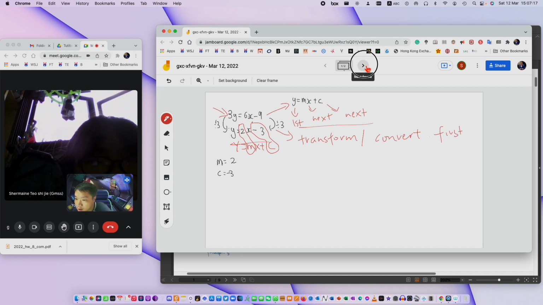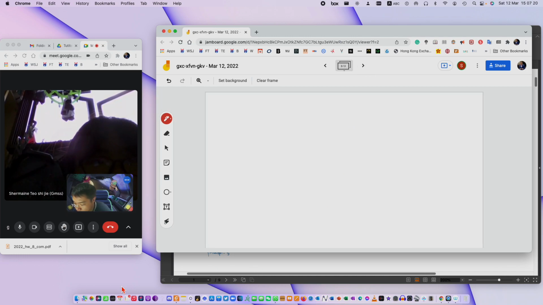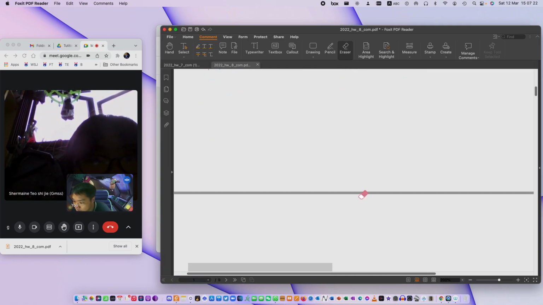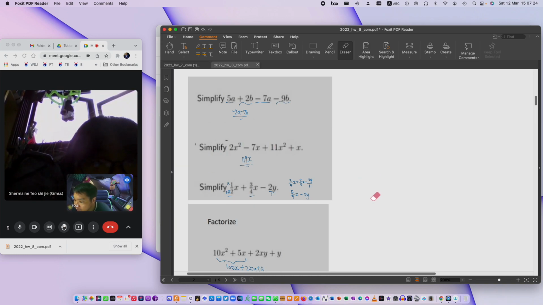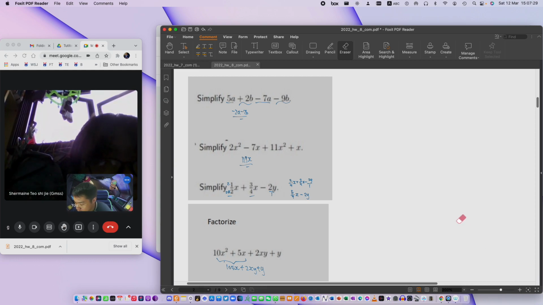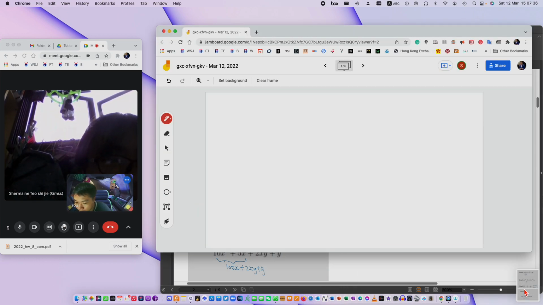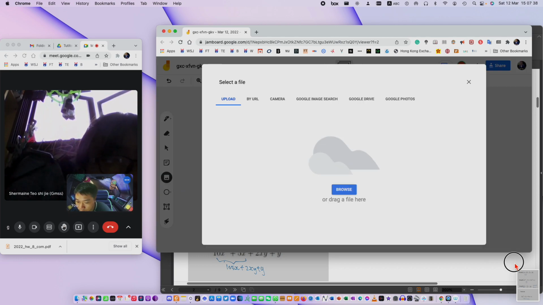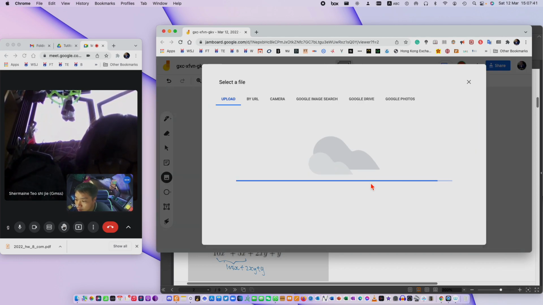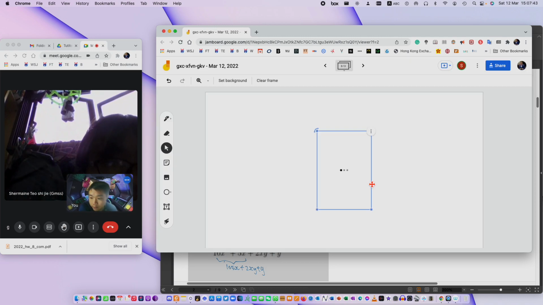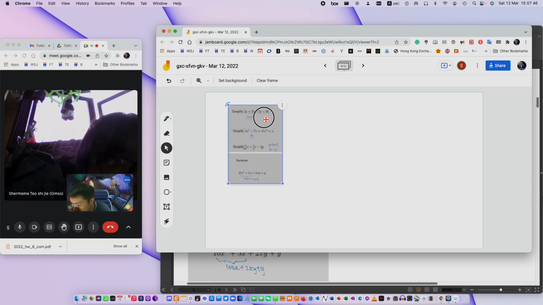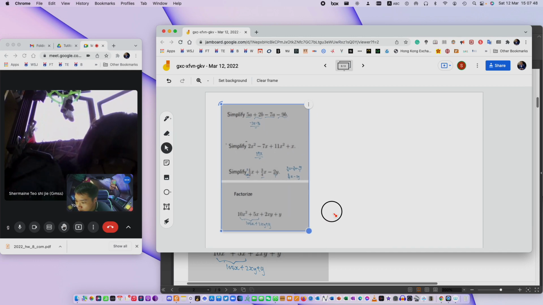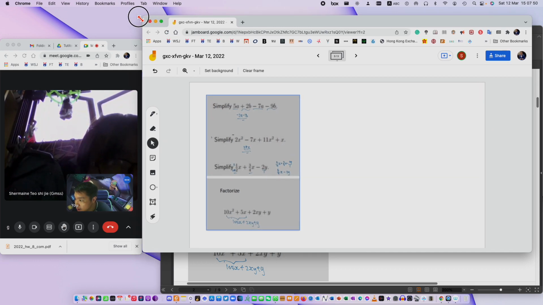Okay, so now let's move to slide 3. So we should be doing the next question. Let me see if I can get this. Okay, hold on, let me do the screenshot and get it to slide 3. It's uploading. Okay. Is it big enough? Can you see it already on the Jamboard?